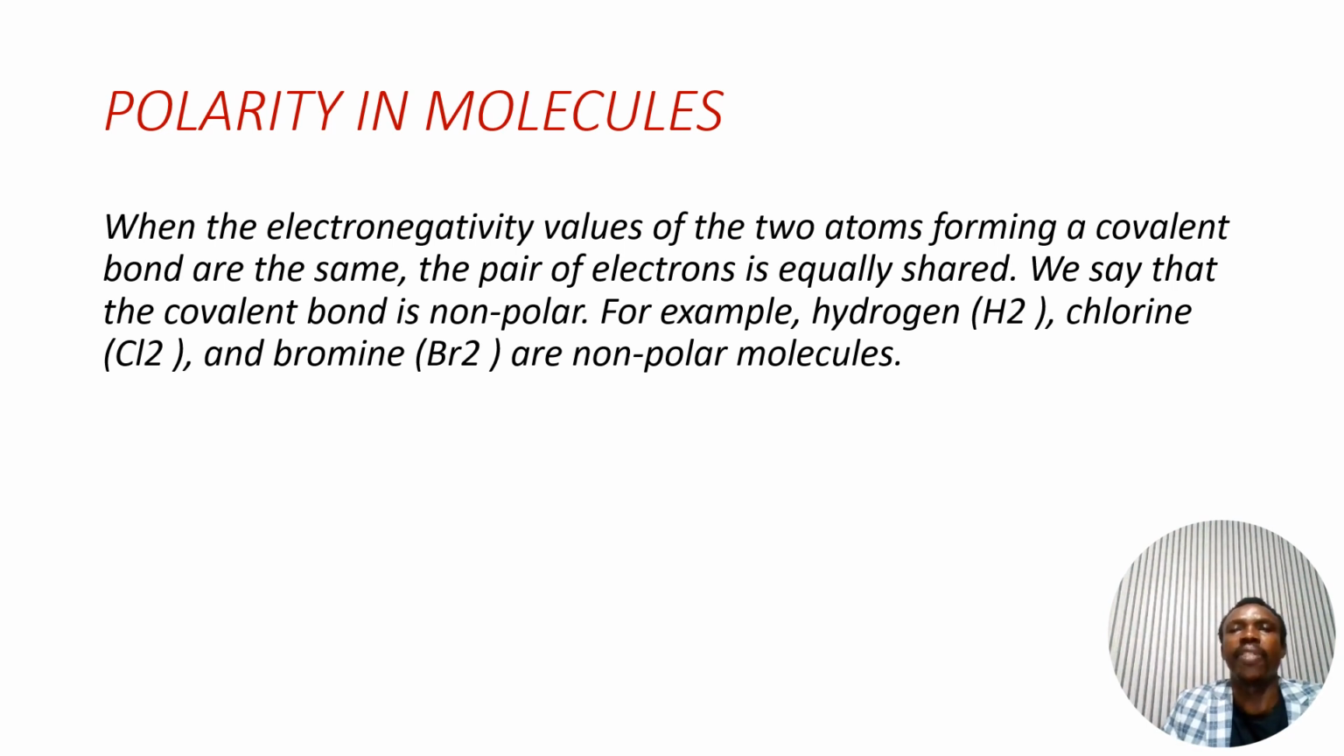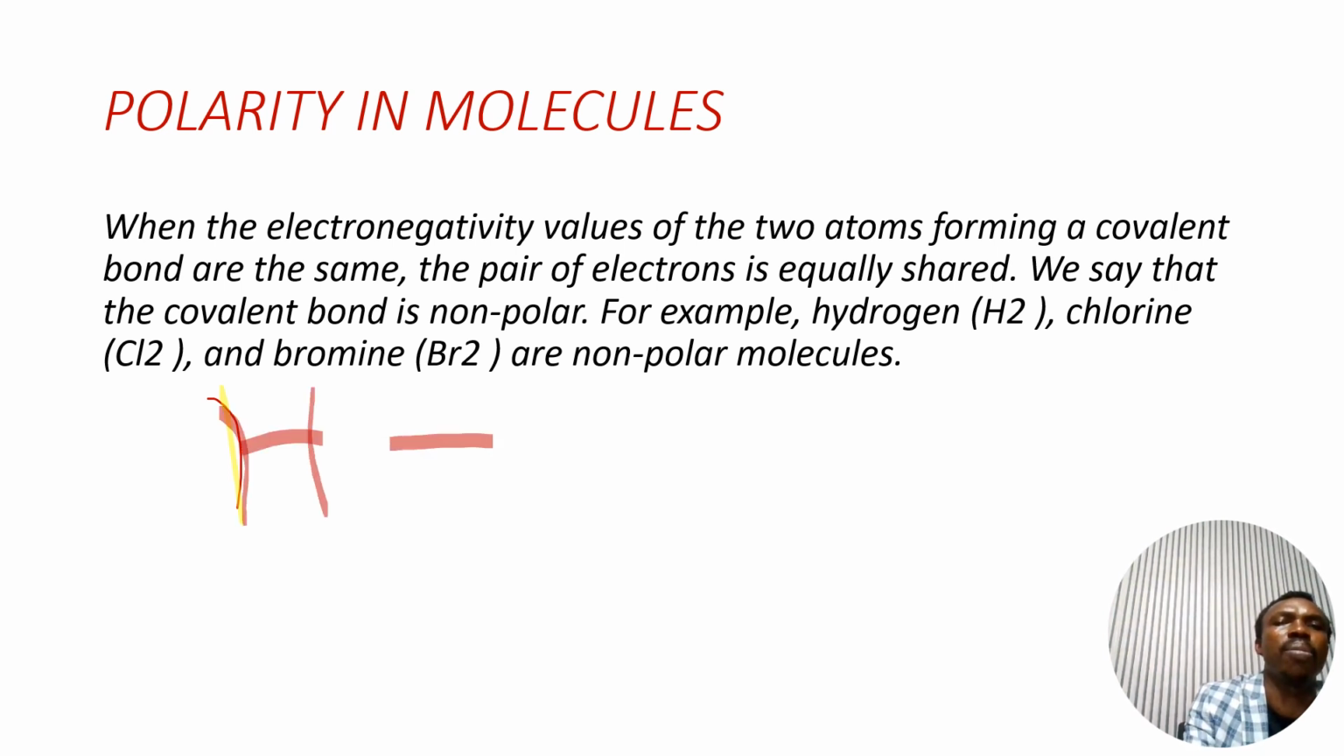When the electronegativity values of the two atoms forming a covalent bond are the same, the pair of electrons is equally shared. So we say that the covalent bond is non-polar. When the two atoms have the same or similar electronegativity, the covalent bond is said to be non-polar. For example, we have hydrogen, H single bond H. This single bond is an indication that each atom contributes one electron for the bond formation, so the pair of electrons is equally shared.